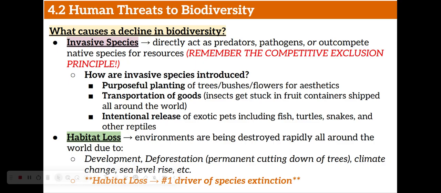So habitat loss is the number one driver of species extinction, and that's because every single animal on Earth, even if you are a generalist species, is adapted to its environment. They have traits that allow them to survive and reproduce in their respective habitat. You take that habitat away, you're essentially causing them to become homeless, and they now have to go somewhere else where they might not be adapted to it.